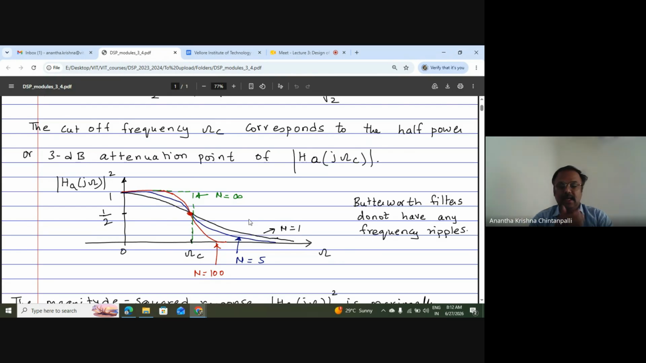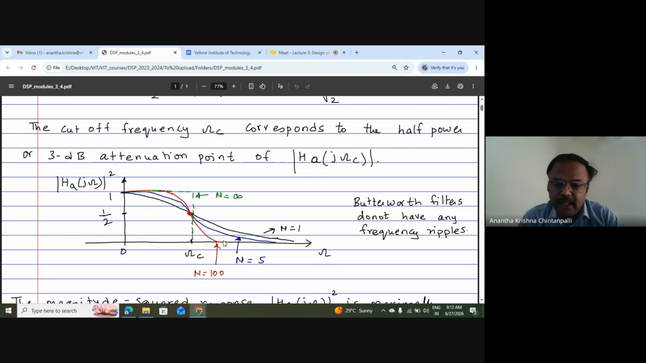But the other caveat is, it is fine to increase the filter order, but increasing the filter order would increase the computational complexity. And if you want to implement them in hardware, for example in a DSP kit, all those trade-offs are there. So the point to be noted is that as we increase n, the slope becomes a lot sharper, or steeper.